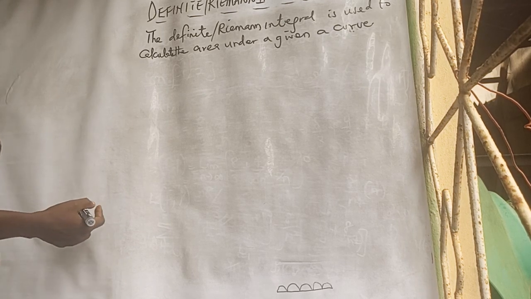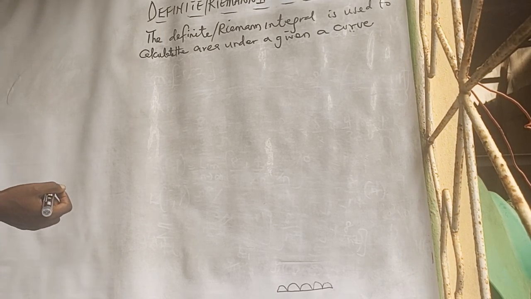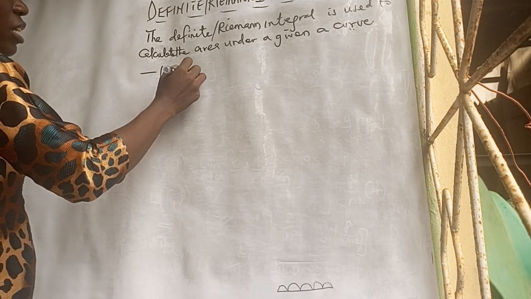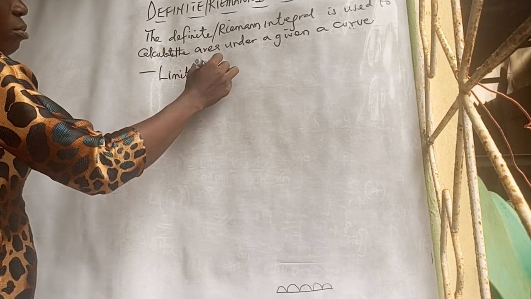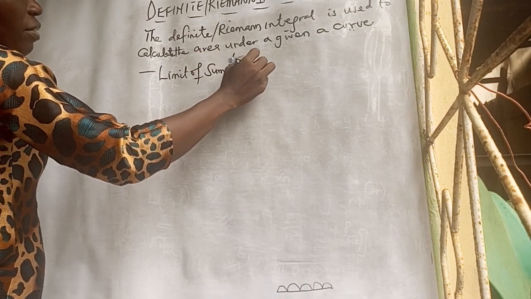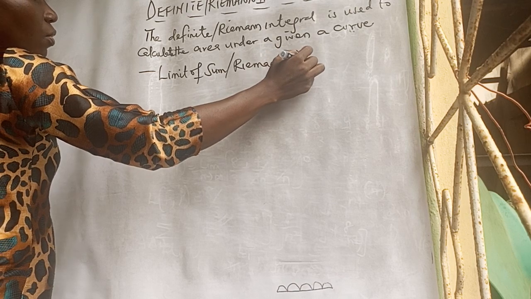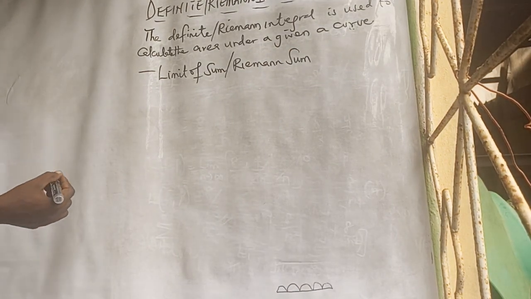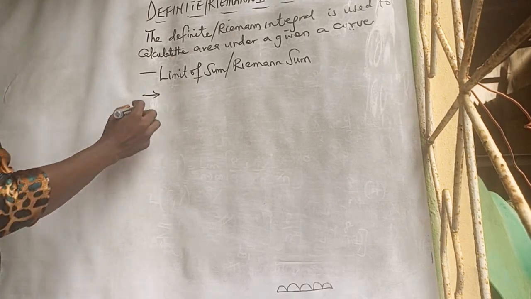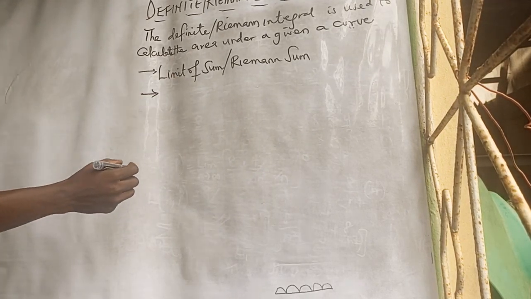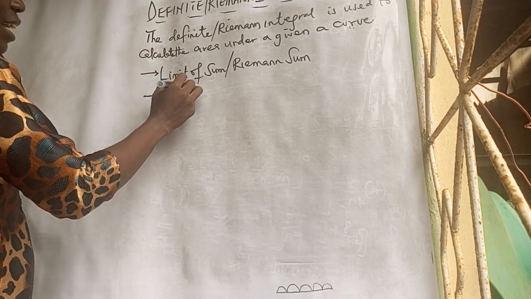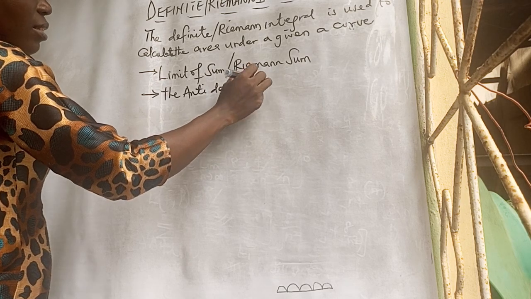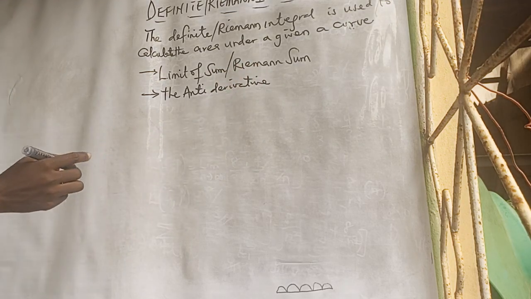There are two ways of using the definite or the Riemann integral. The first one is using the limit of sum, which we call the Riemann sum. We have talked so much on Riemann sum. You can go back and look at the previous videos. And the next one is using the antiderivative.